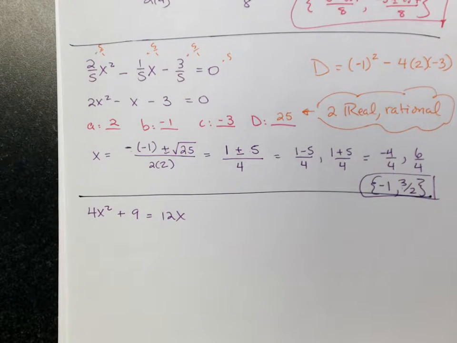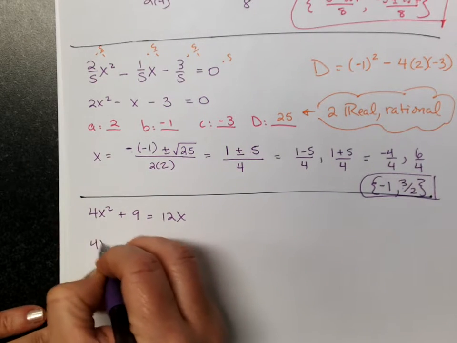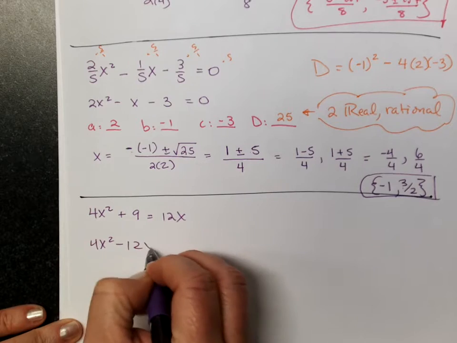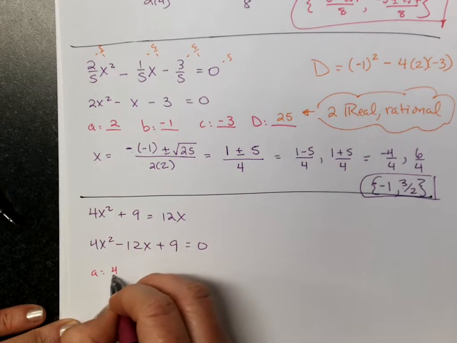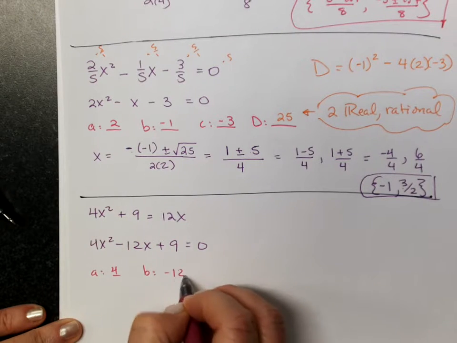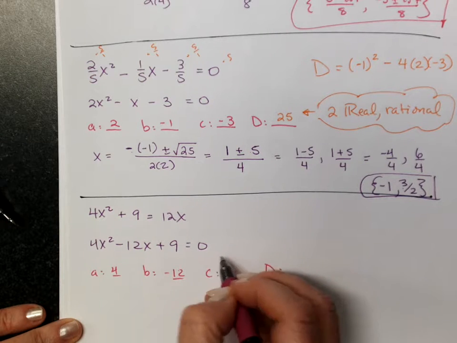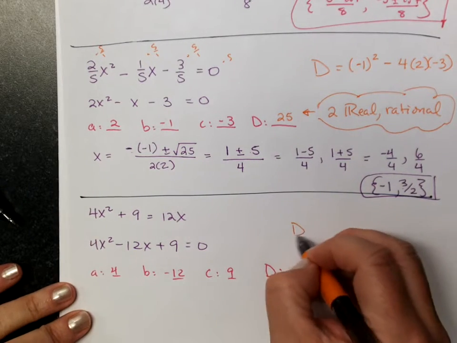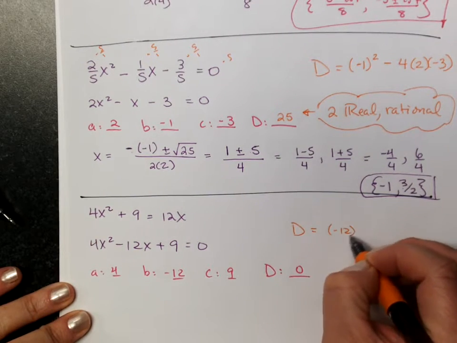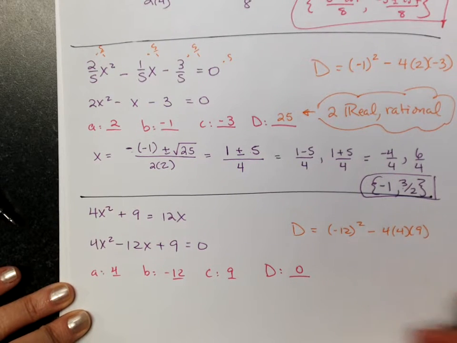This last example we didn't get to, I'll just point out that when you put this in standard form, 4x squared minus 12x plus 9 equals 0, and you find your A, B, C, D, A is 4, B is negative 12, and C is 9. And then your D, when you calculate that, your discriminant is going to be 0. And your D, very careful, that means your D is negative 12, put it in parentheses, squared, minus 4 times your A times your C, and that's going to equal 0.